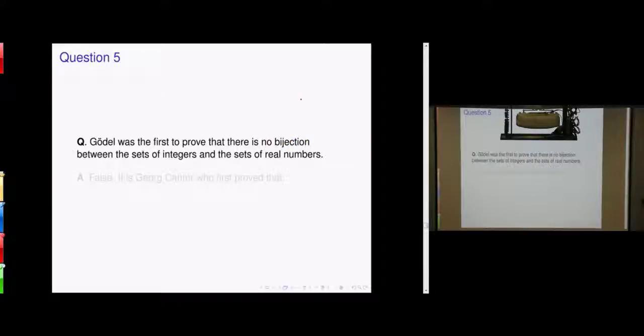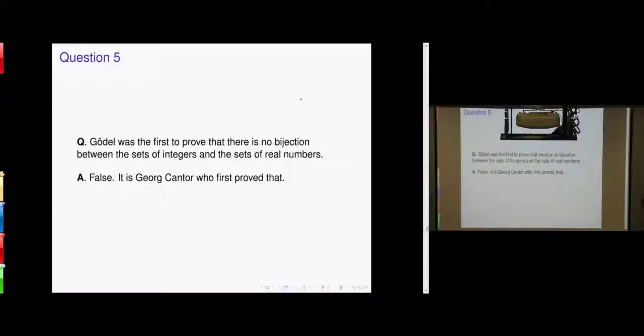Okay, so question 5. Gödel was the first to prove that there's no bijection between the set of integers and the set of real numbers. So this is a test of your historical facts, right? And we talked about this before, so we also covered this. So the answer is false. Historically, Cantor is the first person to show this. Remember we did this diagonal argument, right?